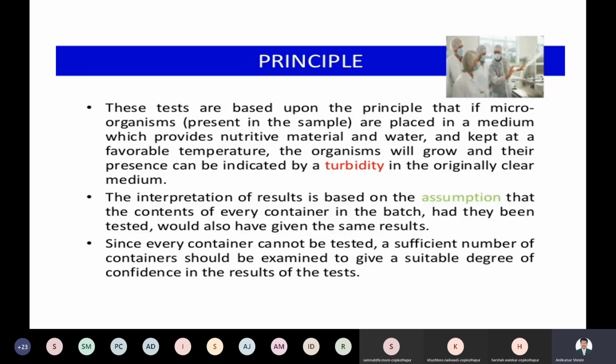Then take your test formulation and spread it on the nutrient agar, right? After spreading, this plate can be closed appropriately with the lid and kept in an incubator, right? After incubation for 24 hours, you see whether your product has microorganisms or not.